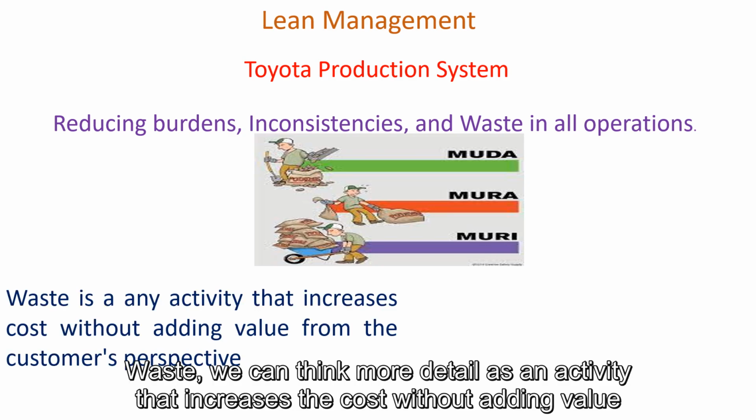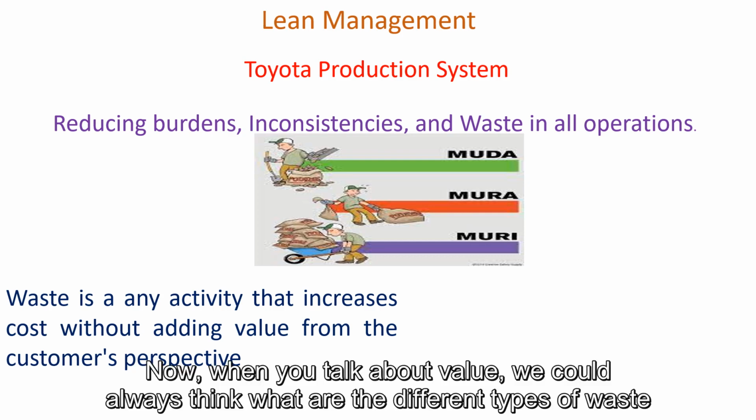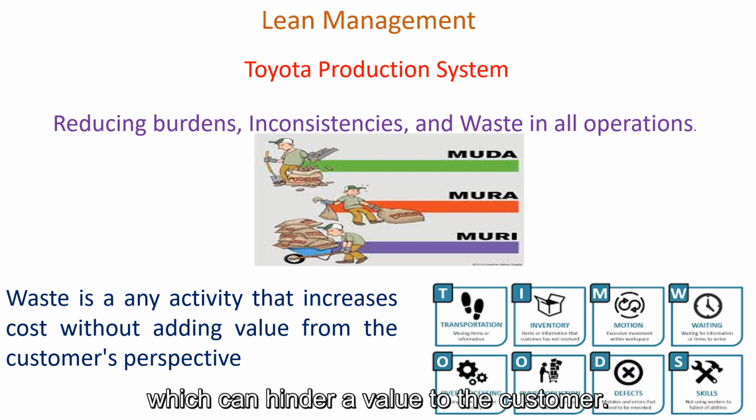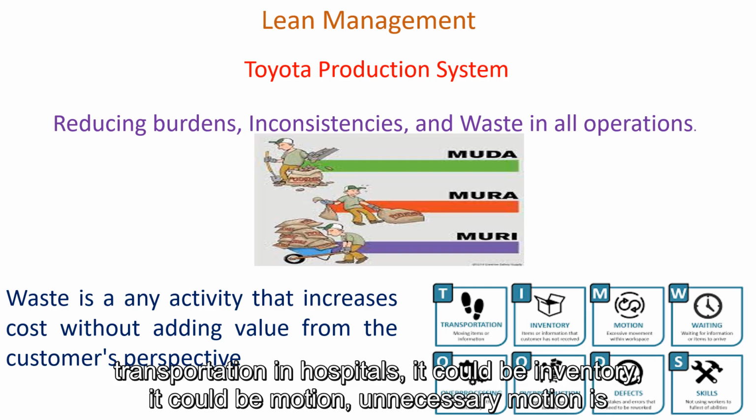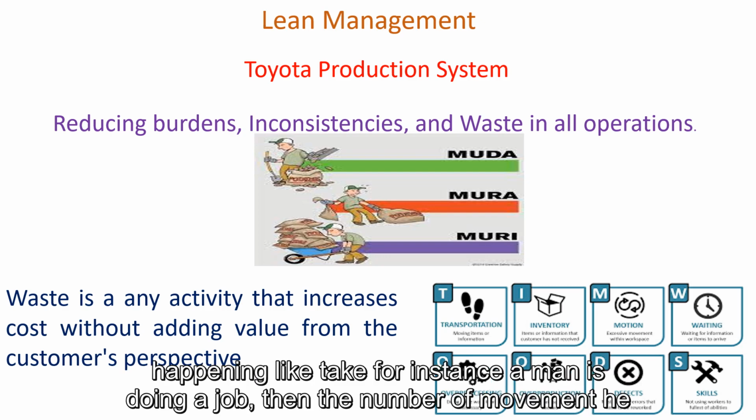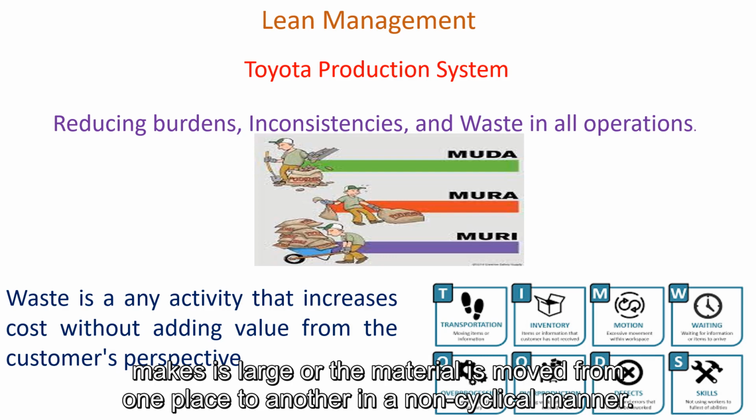Waste, we can think of in more detail as an activity that increases the cost without adding value from the customer perspective. Now, when you talk about value, we could always think about what the different types of waste are which can hinder value to the customer. It could be excessive transportation, like a patient who has gone through excessive transportation in hospitals. It could be inventory. It could be motion, where unnecessary motion is happening. Take for instance, a man doing a job where the number of movements he makes is large, or the material is moved from one place to another in a non-cyclical manner.